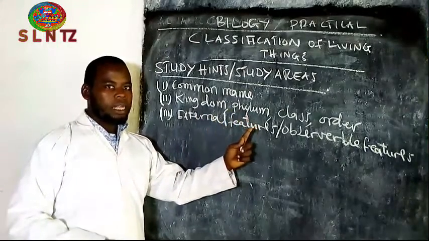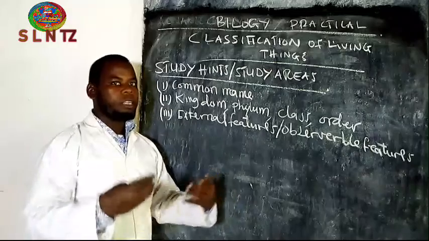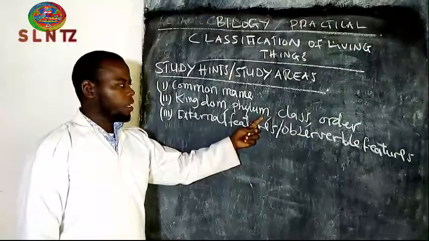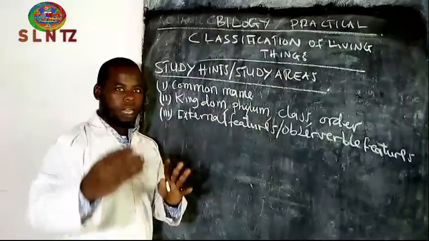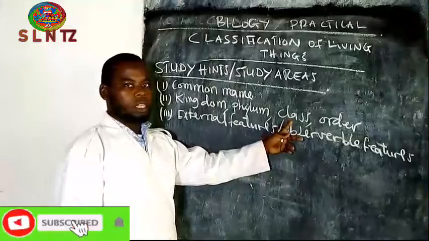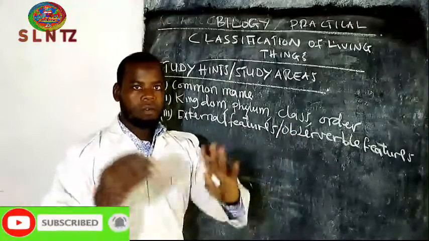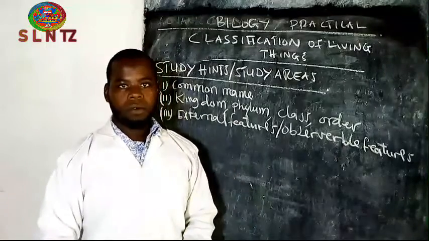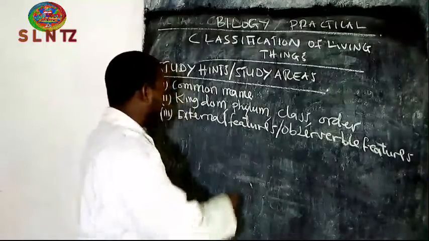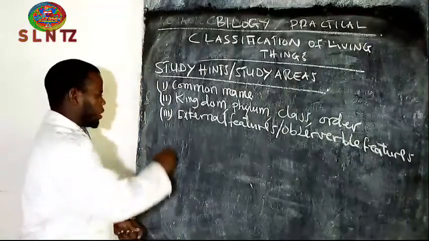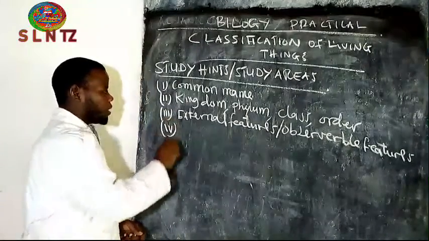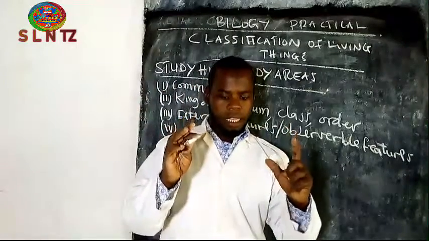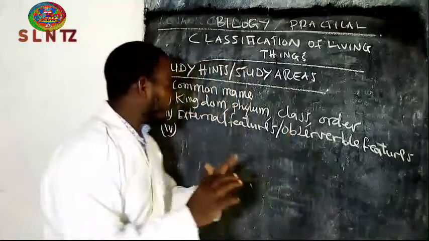Order in our level is different. For Form 3, study up to the division or phylum. When you go another step, Form 4, you can study about class. And if you are a Form 5 or Form 6 student, you can add to understand the order of the organism. And then number 3, observable features. Number 4, you have to understand another section, which is habitat.